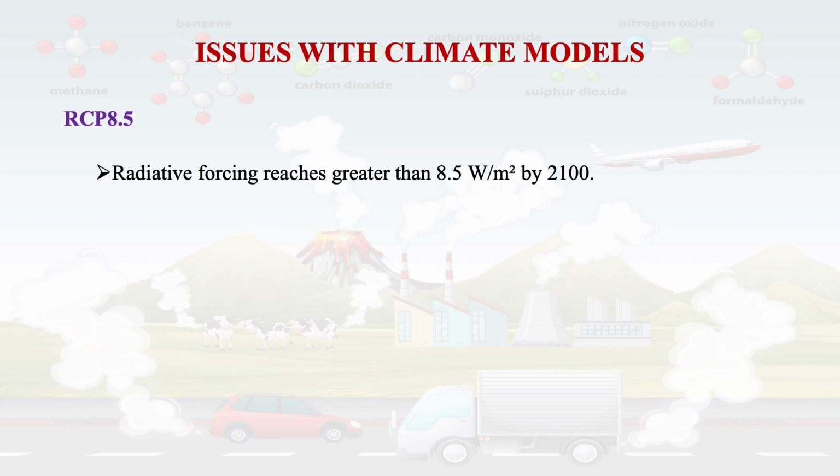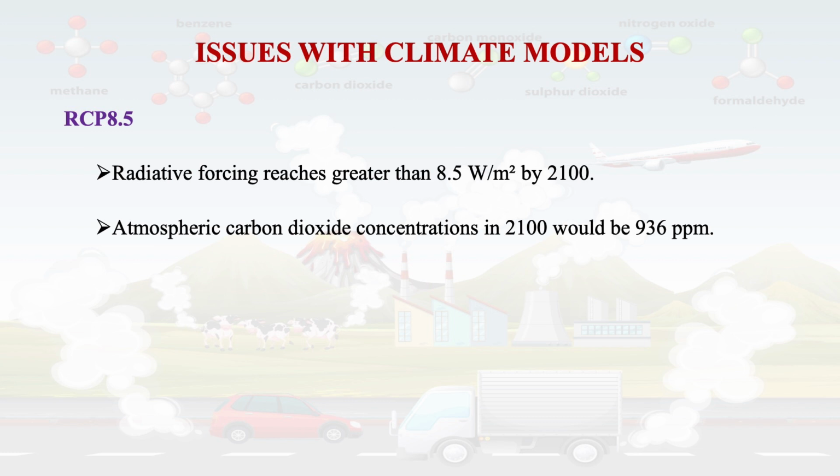According to this pathway, the atmospheric carbon dioxide concentration in 2100 would be about 936 parts per million. The average temperature increase for 2081 to 2100 relative to the 1850 to 1900 baseline, as per this model, RCP 8.5, is 4.3 degrees centigrade, while the likely range of temperature increase is between 3.2 to 5.4 degrees centigrade.